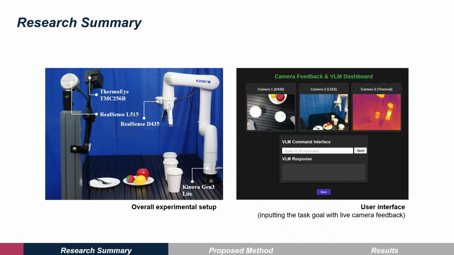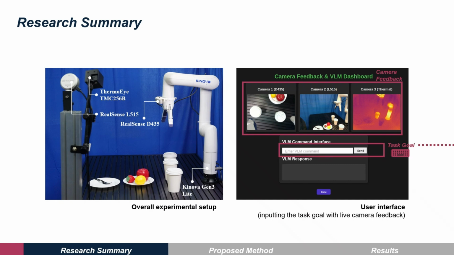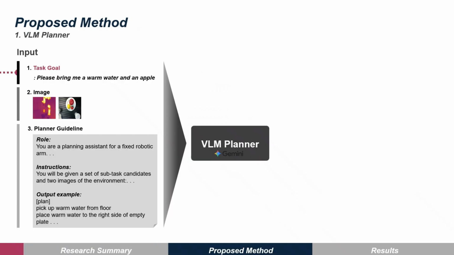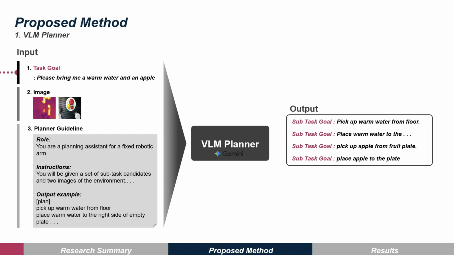Our experimental setup is as follows. The user's task goal is provided through an interface. For the VLM planner, we use the Gemini 2 Flash model. The planner analyzes the environment based on the task goal, images, and planner guidelines, and decomposes the task into subtasks.